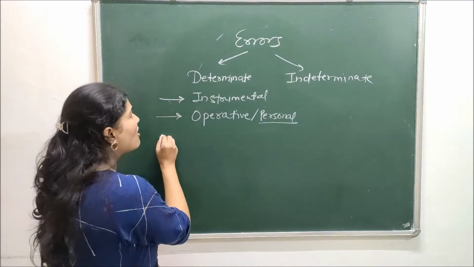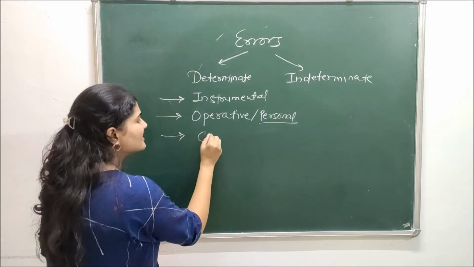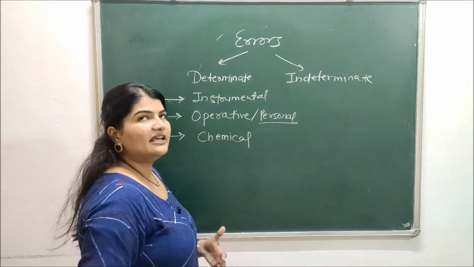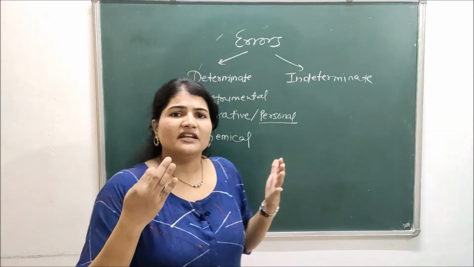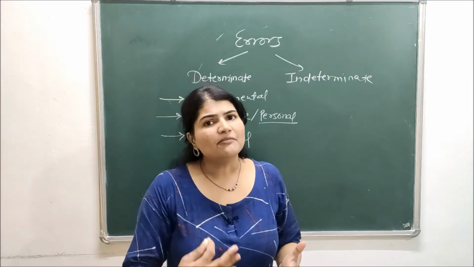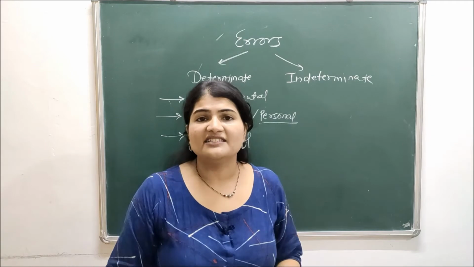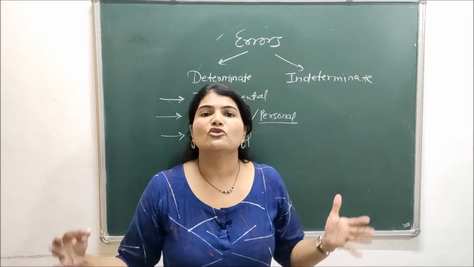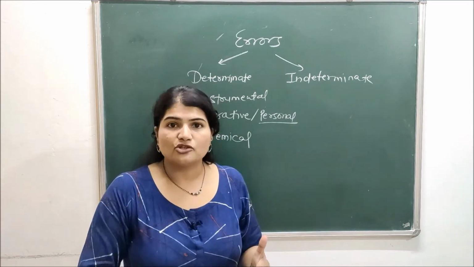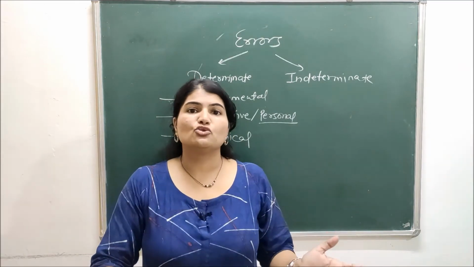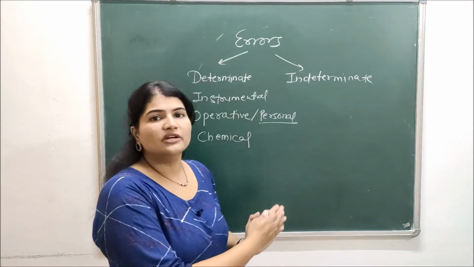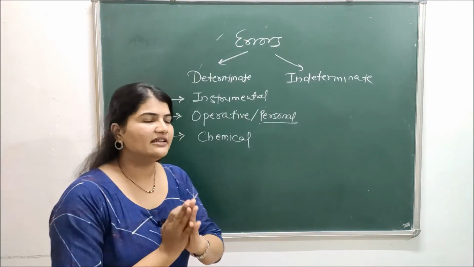The next type of determinate error is chemical error or reagent error. Now the terms are self-explanatory. Chemical errors means the errors which arise due to use of impure chemicals or reagents. If you are carrying out a process using impure reagents, it is sure to give you variation in your final results. So it will be chemical error or reagent error.